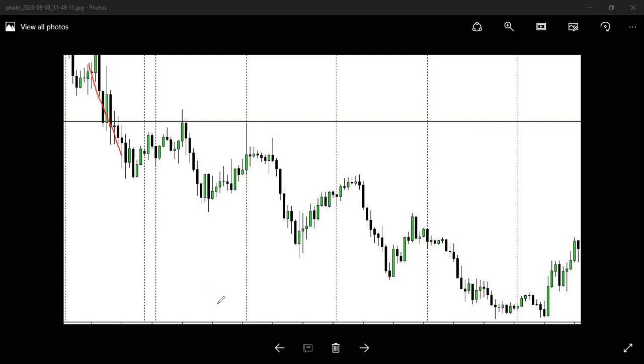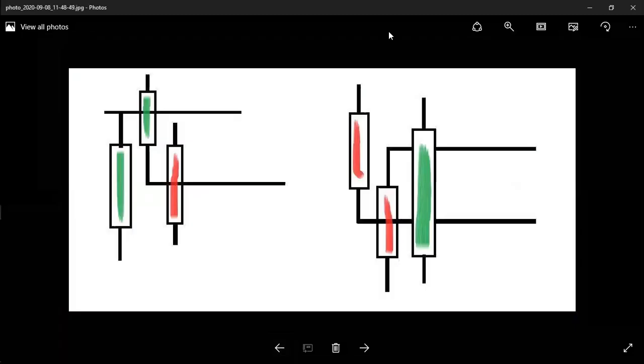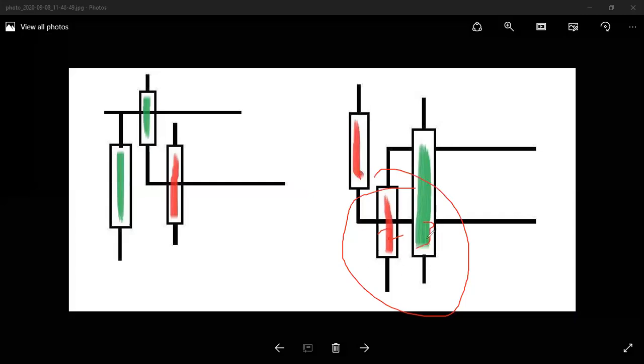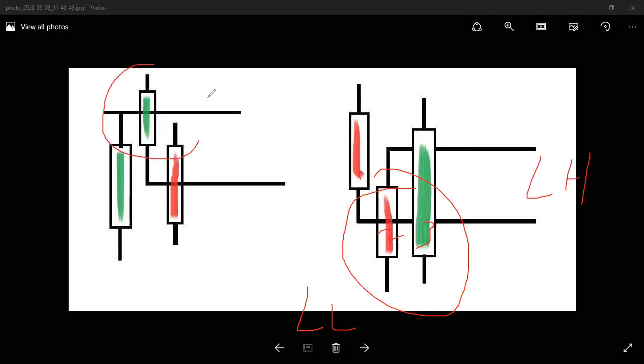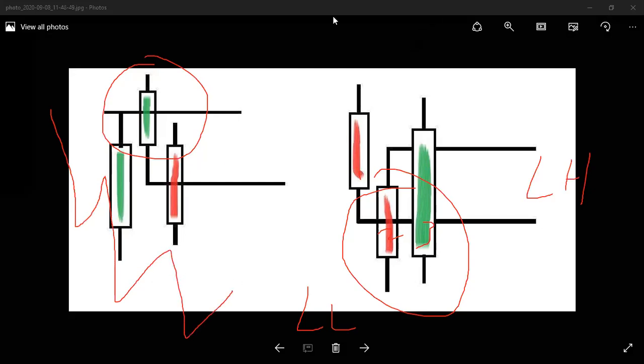But we want the last swing low, this 1, 2, 3. Where is it? Yeah, we're looking for this one. 1, 2, 3, the 3 candles, that's what we're looking for. So for a lower low, we are looking for this. For a lower high, we are looking for this. In a downtrend, that's what we're looking for. We're looking for those 3 candles.